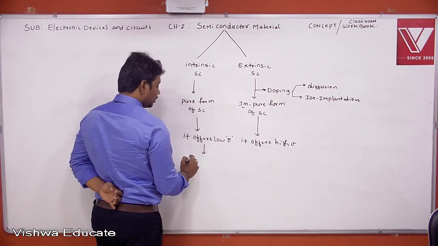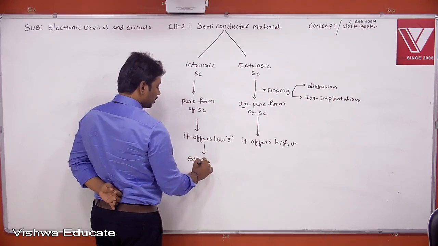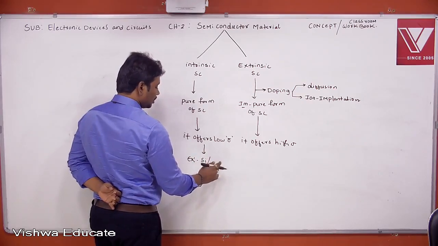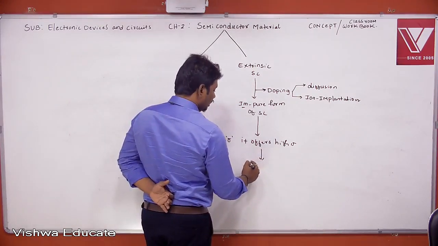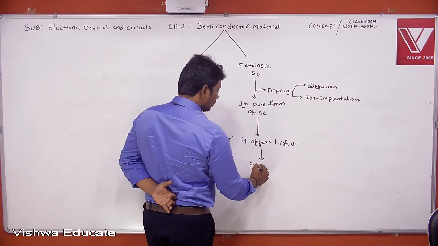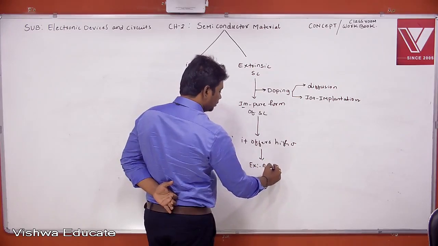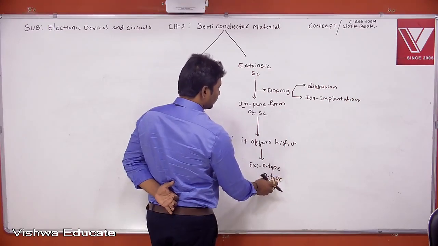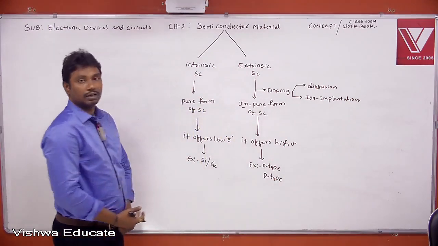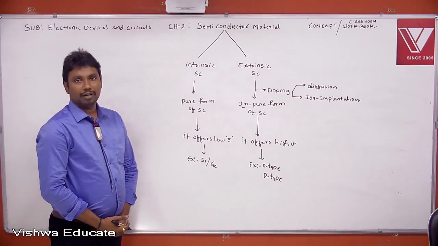Now coming to the examples of intrinsic semiconductor, that is silicon or germanium, and coming to the example of extrinsic semiconductor, that is n-type or p-type semiconductor. This is about the classification of the semiconductor material, right?